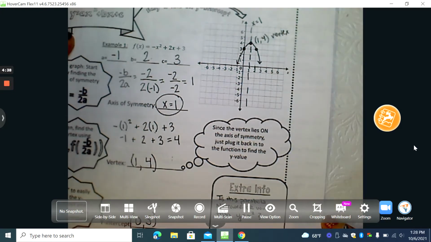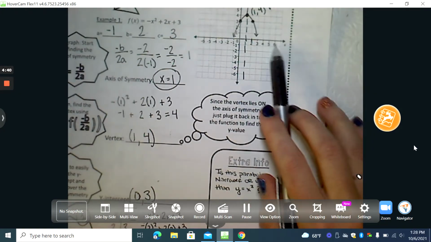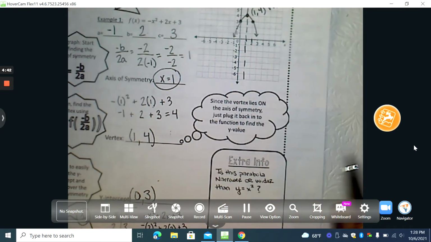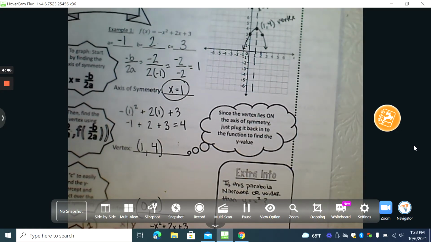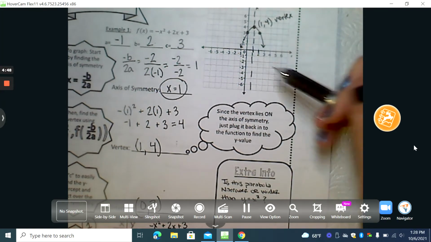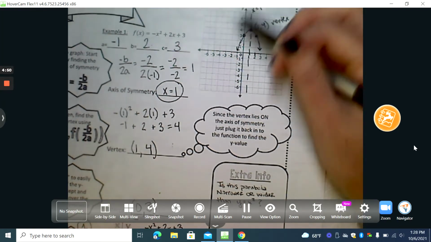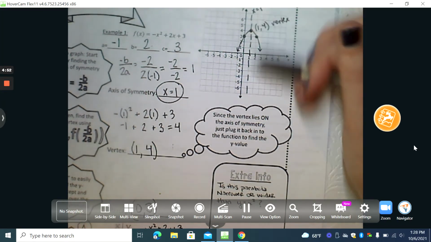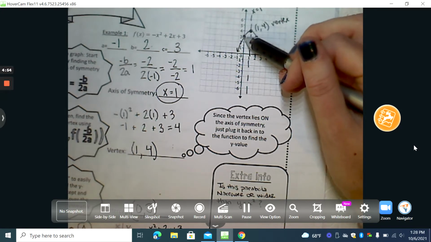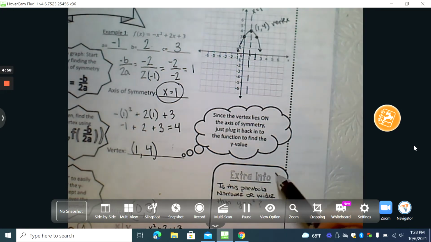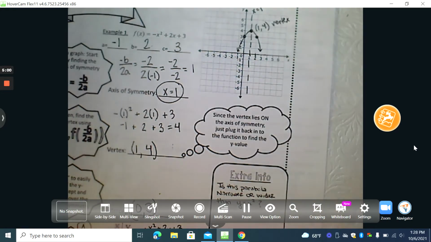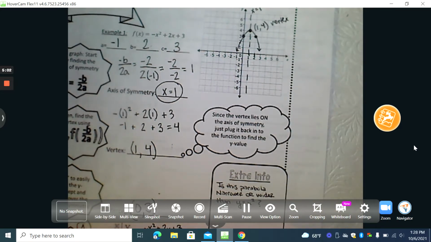We could also plug in some points around my x-axis if I want to test and see what my x-intercepts are. We are more than welcome to, but this is plenty for me. As long as you have your axis of symmetry, your y-intercept, and 1 reflection point with your vertex, those are plenty to show what the shape of the parabola is.